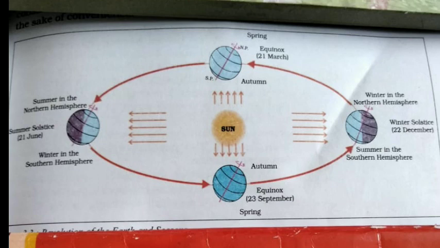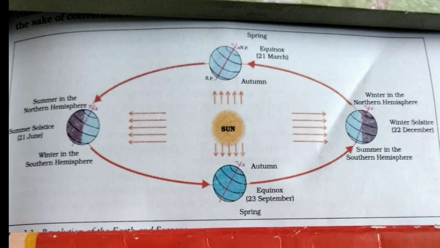The longest day and the shortest night at these places occur on 21st June. At this time in the southern hemisphere, all these conditions are reversed. It is winter there, and the nights are longer than the days. This position of the earth is called the summer solstice.